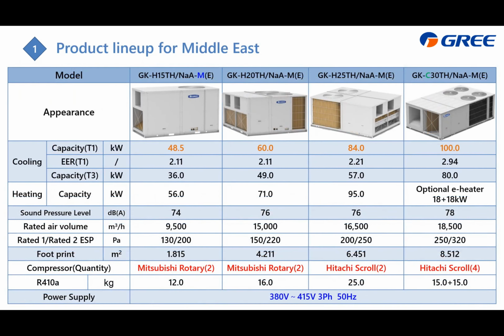This is the second page of the Middle East product line gap. From here, you can find that if we increase the capacity, the power supply code is changed to this M. And for the capacity, the max is 30, meaning 30 refrigerant ton or 100 kilowatt. Also this C here means it is cooling only, meaning inside there is no four-way valve to change the direction. Heating is only by the e-heater. This one is optional.